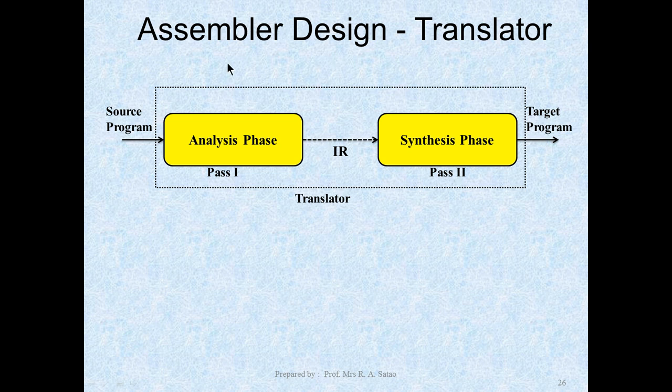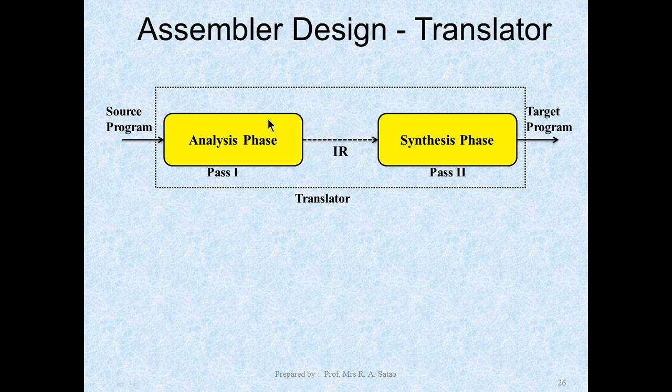Now this dotted box, the outer box, is called a translator or converter, which converts an assembly language program to machine code. Now this task of conversion is divided into two parts. The first part is called the analysis phase. The second part is called the synthesis phase.